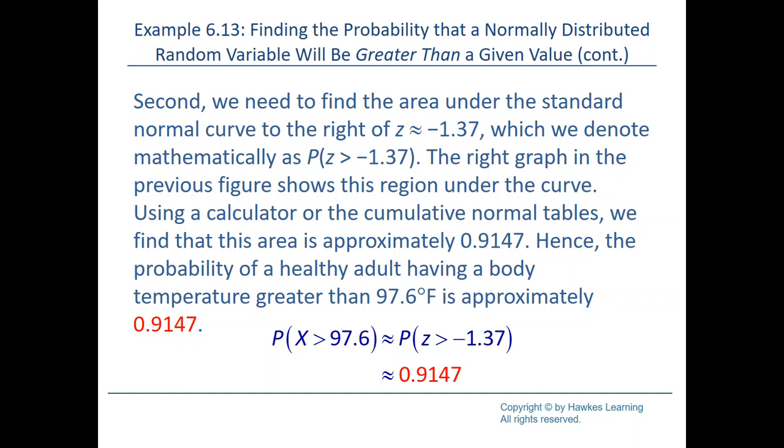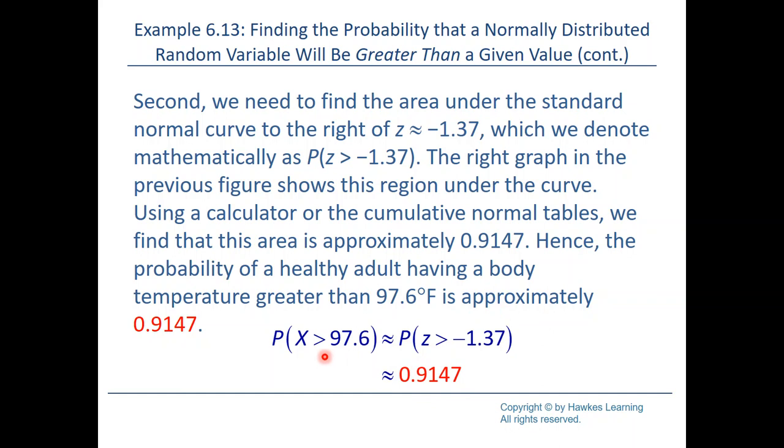So there's a little bit more work if you're using the cumulative normal tables. Those that are using a calculator, it's again, type in that lower bound, your upper bound, and then also your mean of 0 and your standard deviation of 1, and you'll get that 91.47.